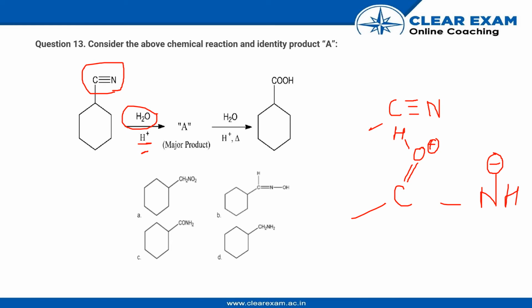Now H plus is again used in this part, so it is taken by the NH minus to become NH2, and as H plus is lost by the oxygen atom, it is again provided to the system by giving out the hydrogen on the oxygen atom, to give us this as the major product in this case.